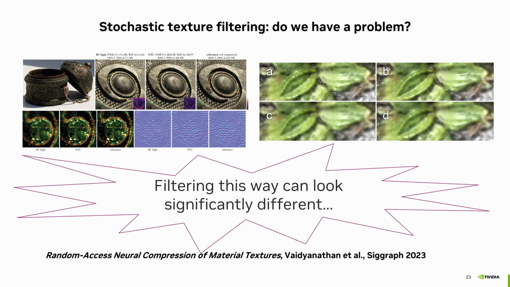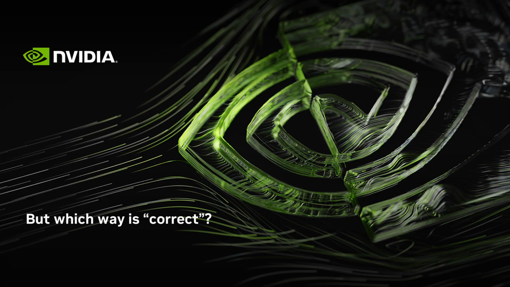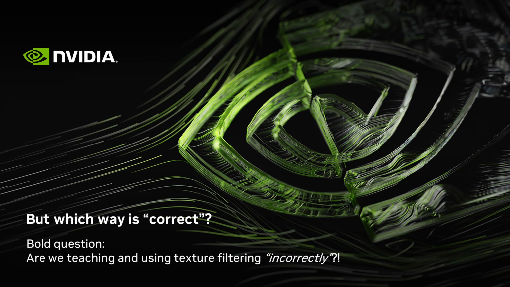We expected a visual difference, but at some point we started brainstorming and having many discussions about it, which led us to question everything we knew about texture filtering. Which way is correct? How does one even define correctness? A second, bolder question started forming in our discussions. Maybe we are teaching and using traditional filtering incorrectly? However, to discuss correctness, we cannot rely just on our intuition. We need to formalize it, make some assumptions, and analyze when those assumptions are fulfilled.